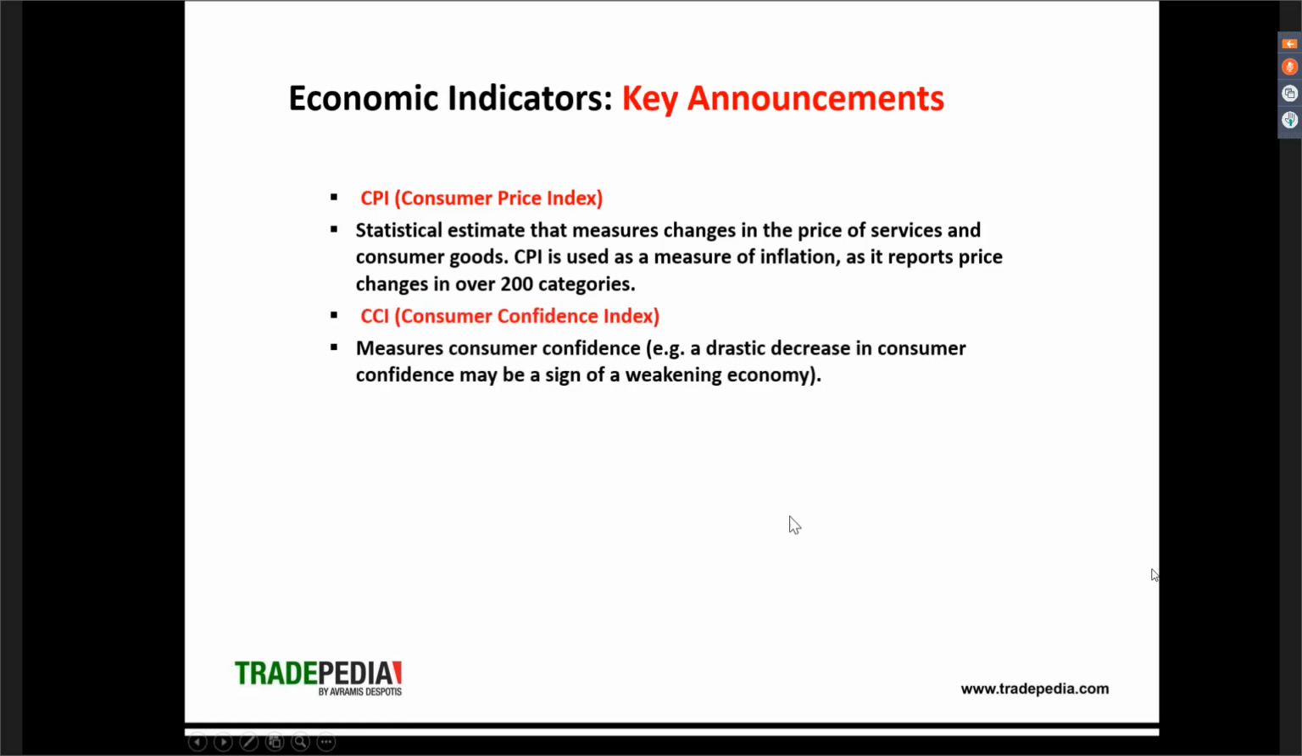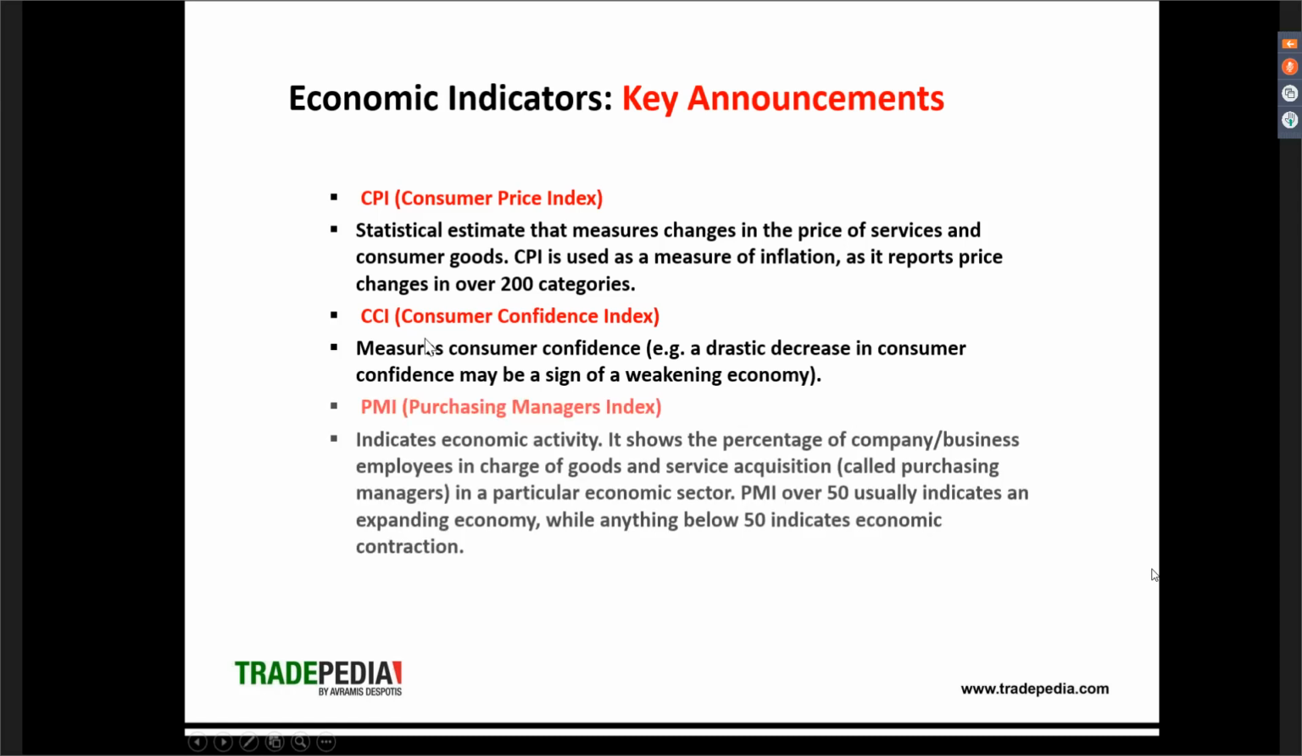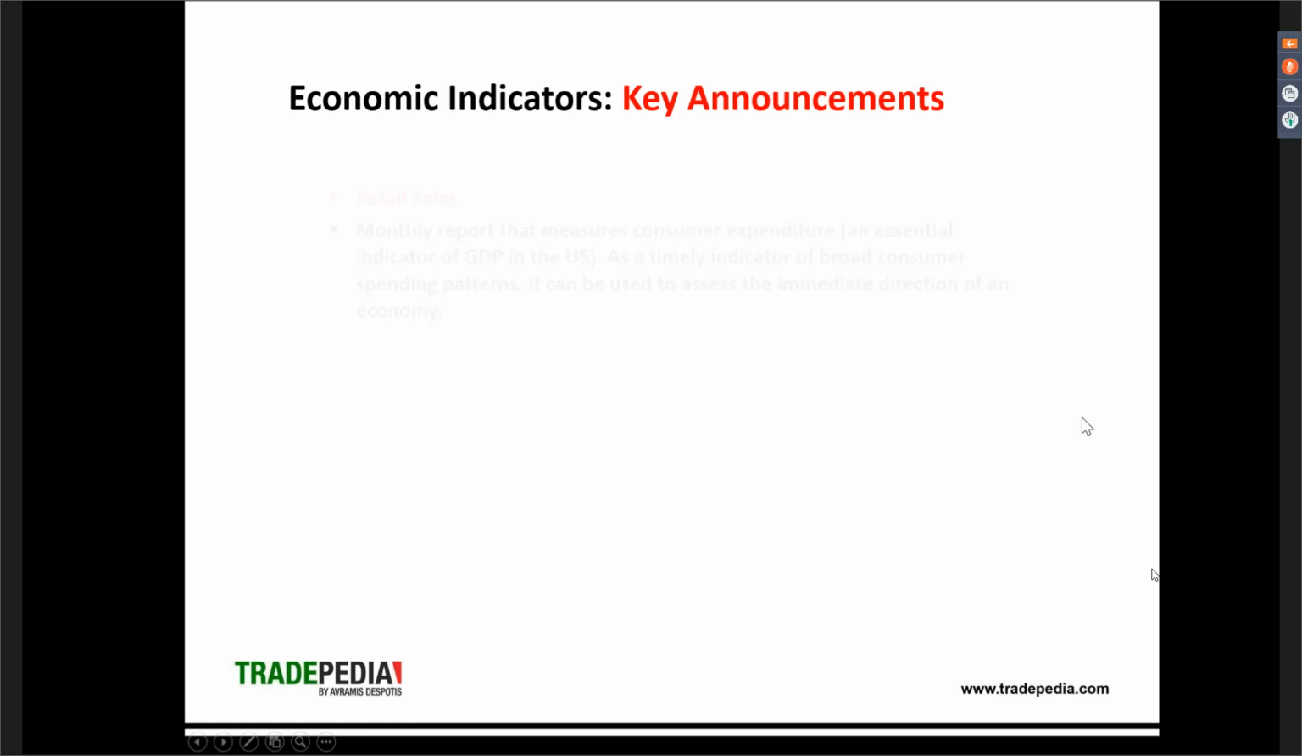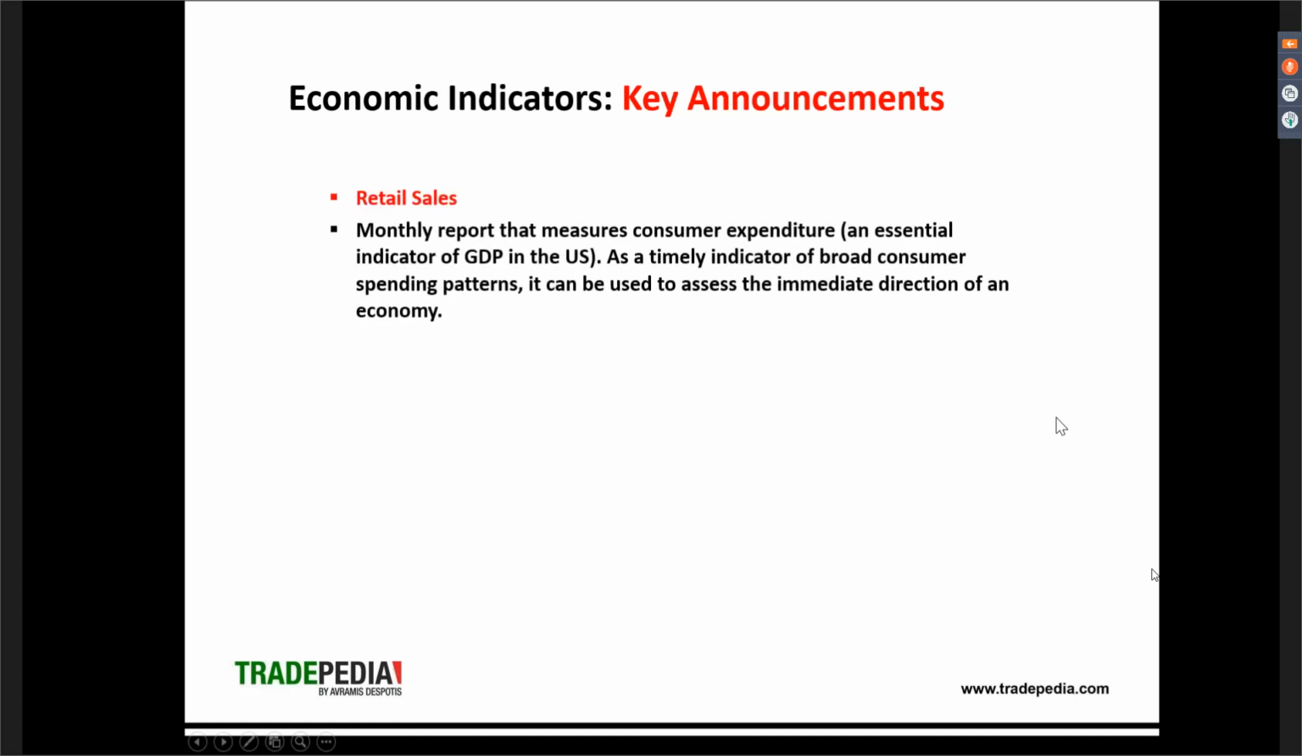We have CCI, Consumer Confidence Index, again, measures consumer confidence. Drastic decreases in consumer confidence may be a sign of a weakening economy. Seen as also an important indicator. PMI, Purchasing Managers Index, indicates economic activity, shows the percentage of company business employees in charge of goods and services acquisitions in a particular economic sector. And retail sales, monthly report that measures consumer expenditure, as a timely indicator of broad consumer spending patterns, can also be used to assess the immediate direction of an economy.